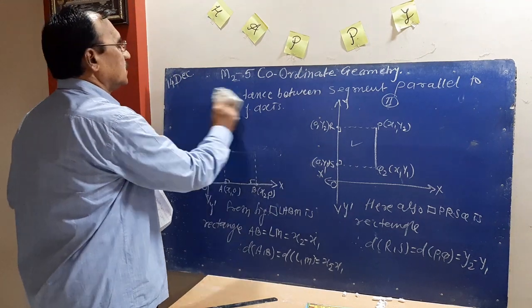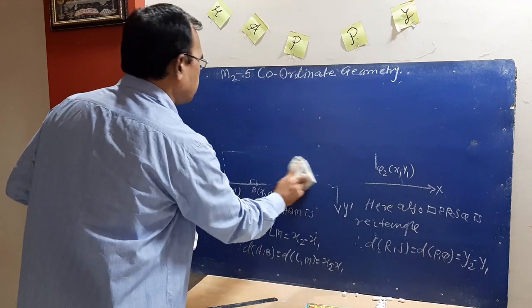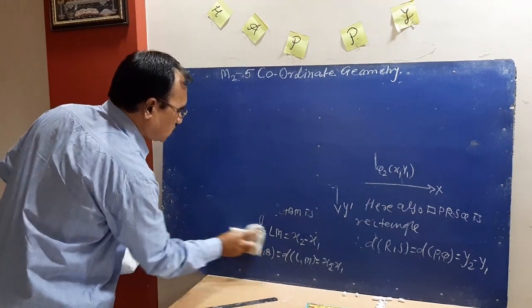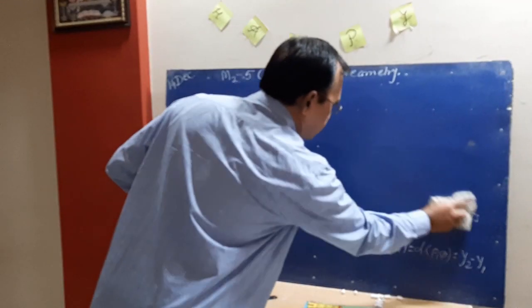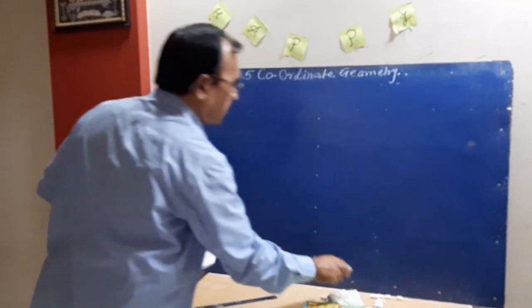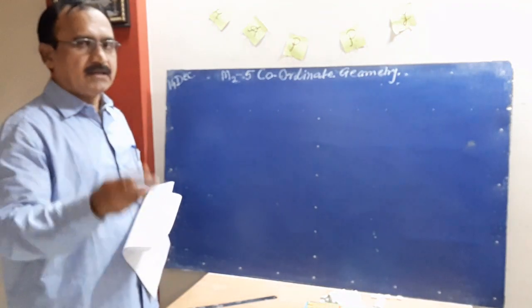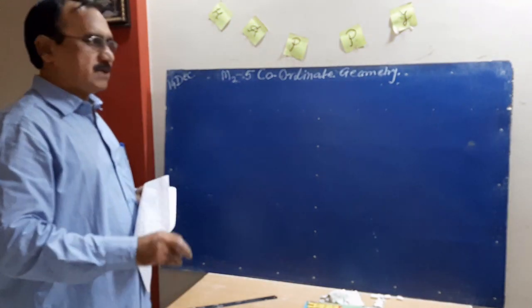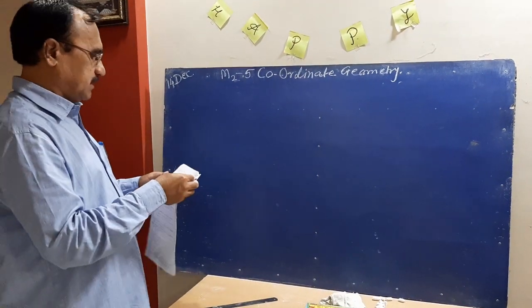Draw this figure and write down this. And then the third possibility. First possibility, points on the x-axis or parallel to the x-axis. Second possibility, points on the y-axis or parallel to the y-axis. And the third possibility will be if the segment is not parallel to any axis. How can we find the distance between these 2 points?